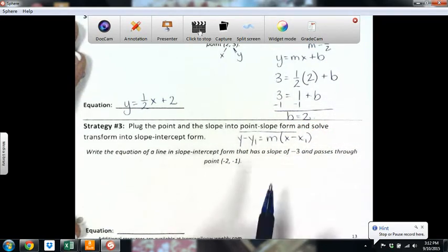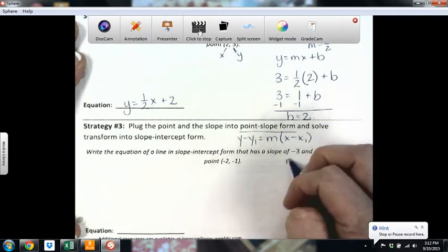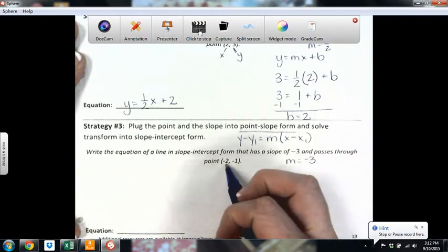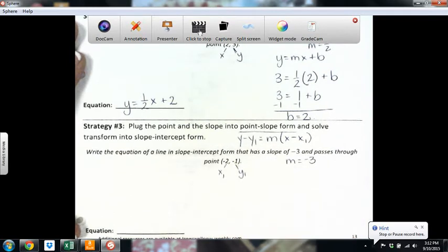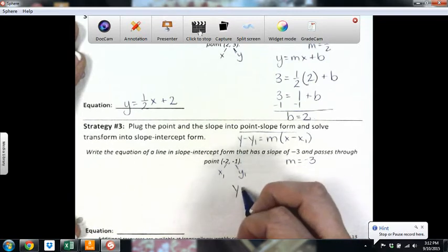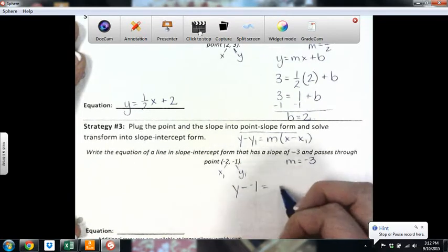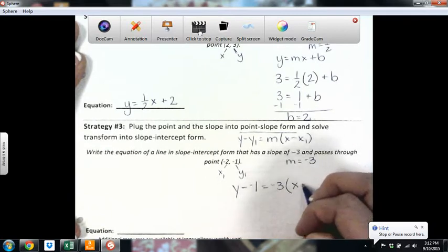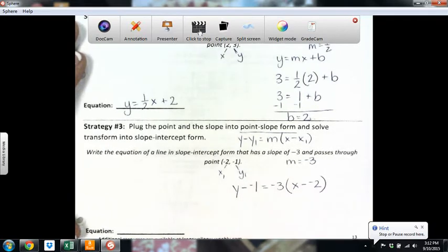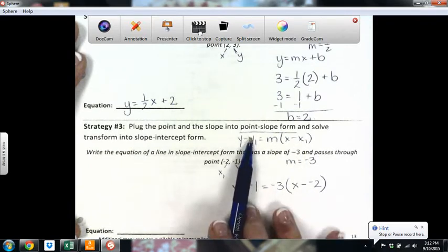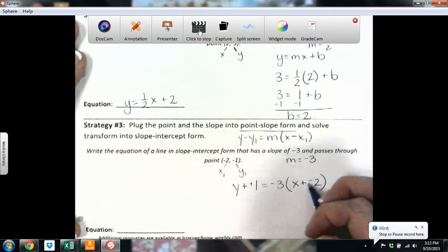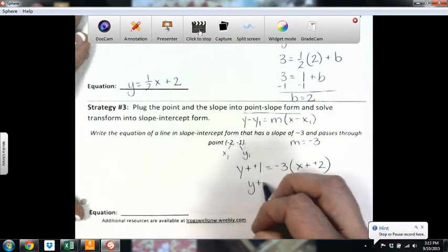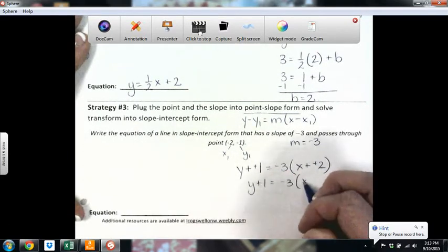And so in this case, I'm going to plug in my slope just like before, so m equals -3. But now I'm going to call this x1 and this y1. I'm going to plug that information in. So into this equation, I'm going to write y minus a -1 equals -3 times the quantity x minus a -2. I plugged in -2 for x1 here, and I plugged in -1 for y1 here. Anytime I see minus a negative, I can change it to adding a positive. So really I have y plus 1 equals -3 times the quantity x plus 2.